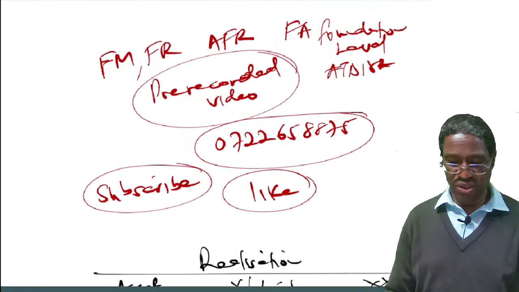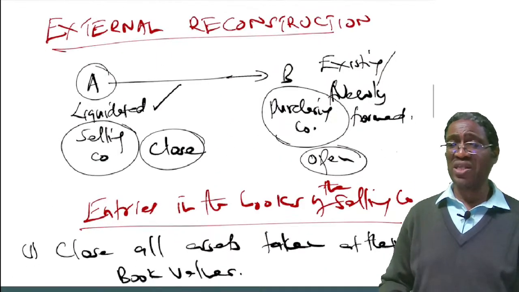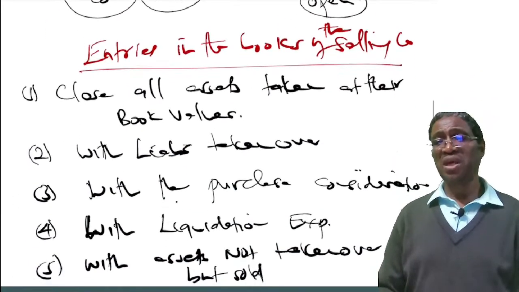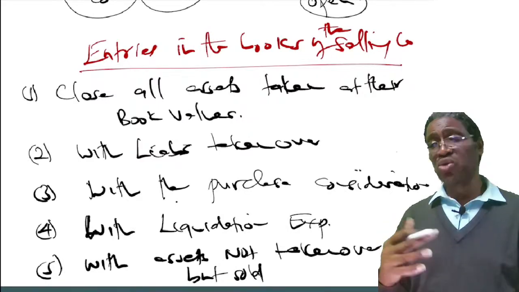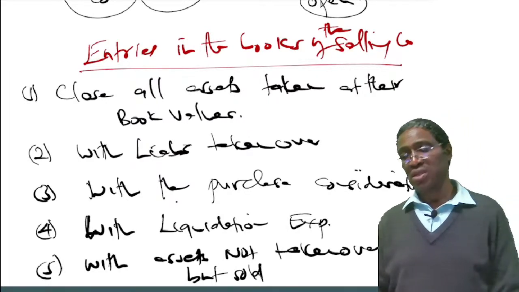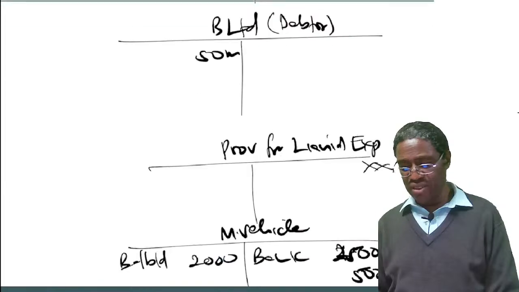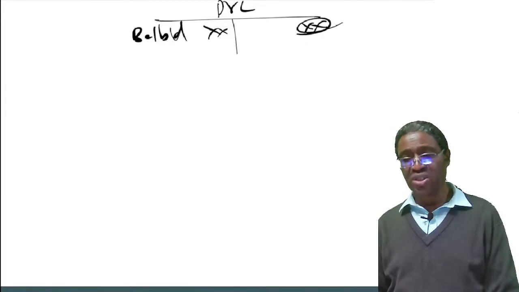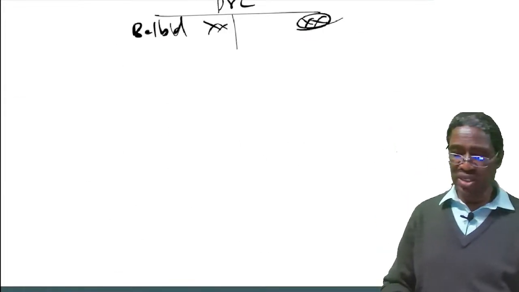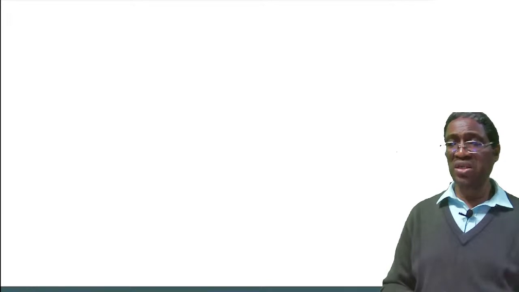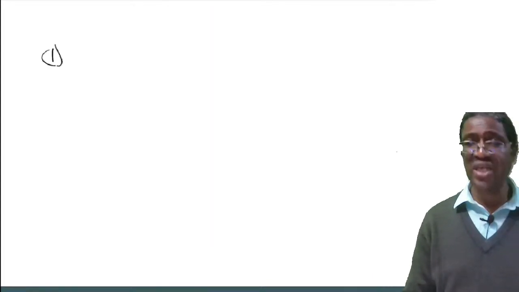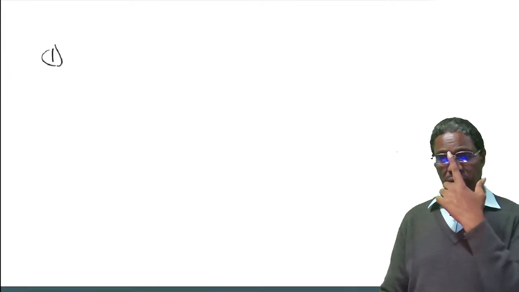Okay, good. Let's now go. I have another subheading: Entries in the books of the selling company. Number 1.